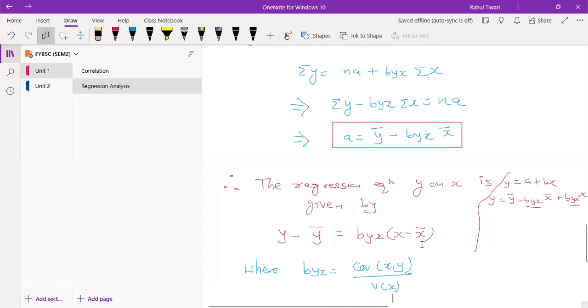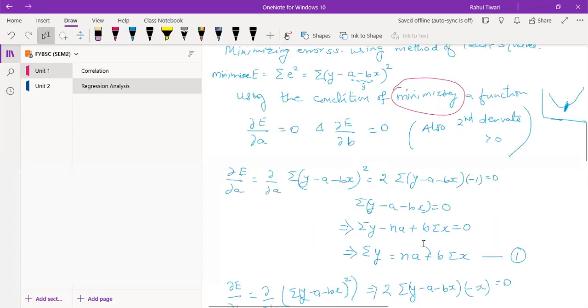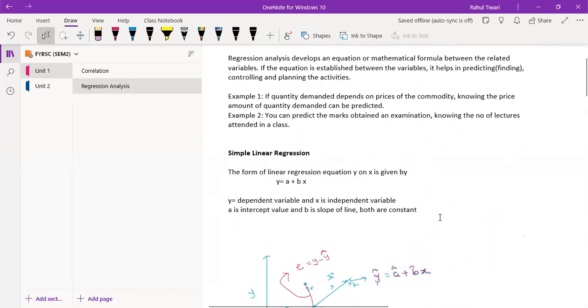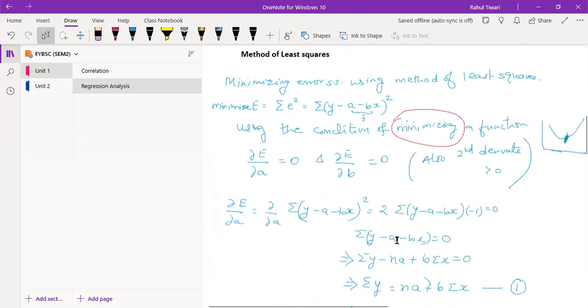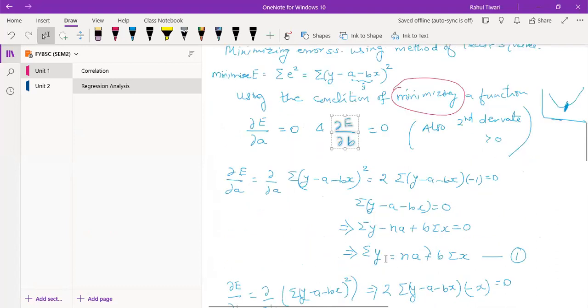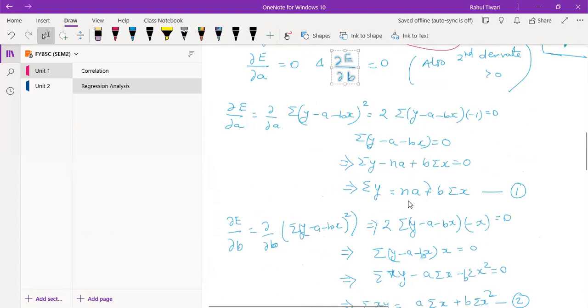So still here, we have to do the derivation and get the value of parameters A and B. Let me take a recap of that. We have a simple linear regression equation, usually called Y on X. Y is equal to A plus BX. To minimize the error, we need to use the method of least squares. That means take the derivative with respect to A and the derivative with respect to B, and equate them with zero. I hope you all know how to get the derivative. Take the derivative, equate with zero, write in terms of equations.